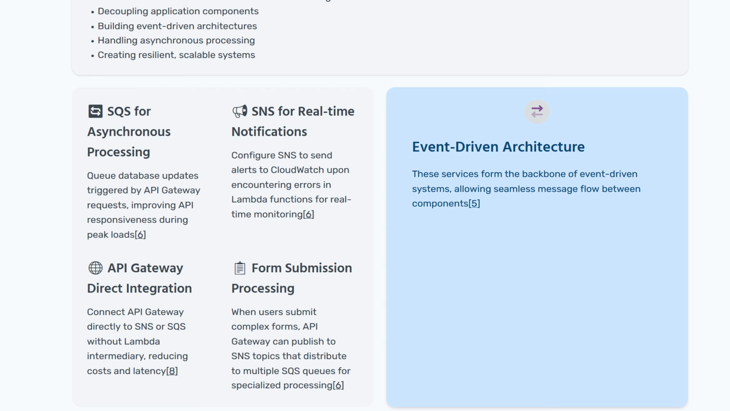Queue database updates triggered by API Gateway requests, improving API responsiveness during peak loads. SNS for real-time notifications: configure SNS to send alerts to CloudWatch upon encountering errors in Lambda functions for real-time monitoring. API Gateway direct integration: connect API Gateway directly to SNS or SQS without a Lambda intermediary, reducing cost for form submission processing. When users submit complex forms, API Gateway can publish to an SNS topic that distributes to multiple SQS queues for specialized processing.